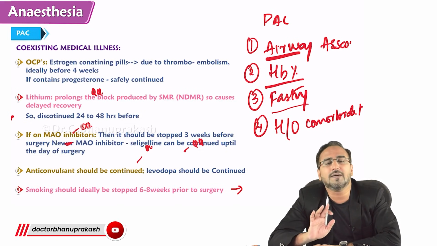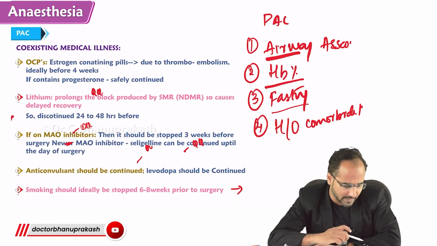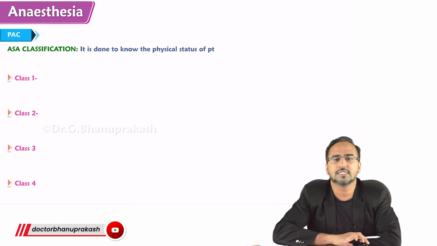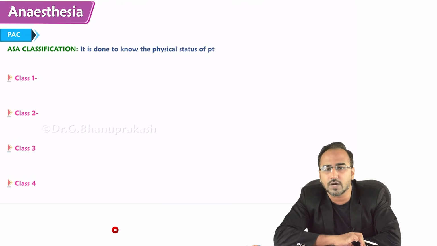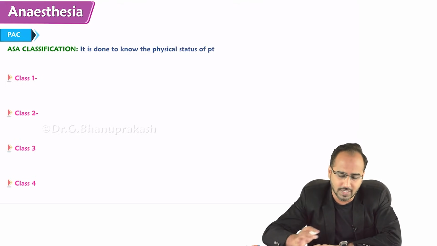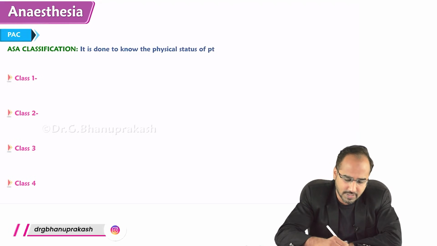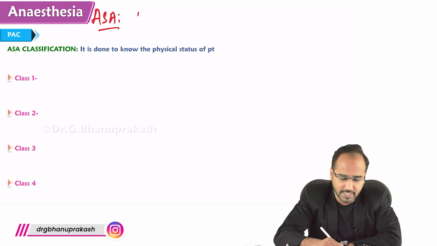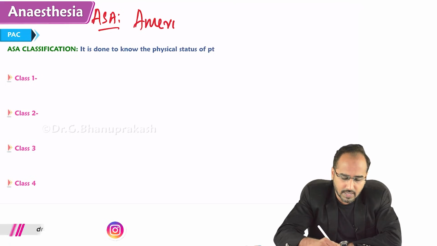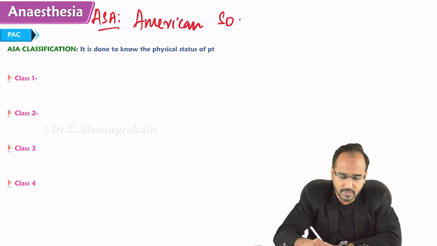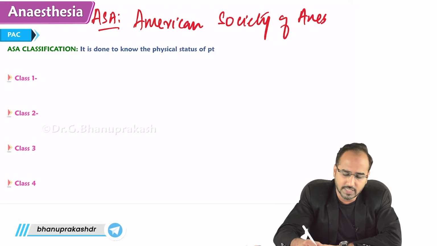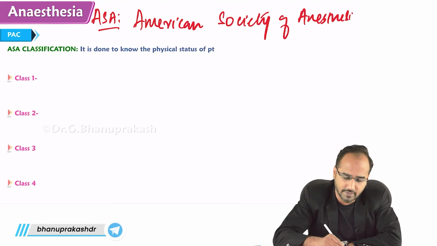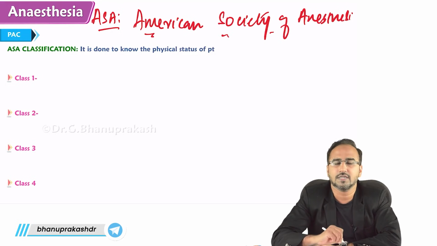So now after completing your PAC, you give a certificate to a patient. What is that certification called? That certification is called ASA certification or ASA classification. What is ASA? American Society of Anesthesiologists.